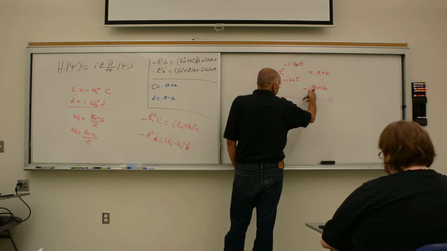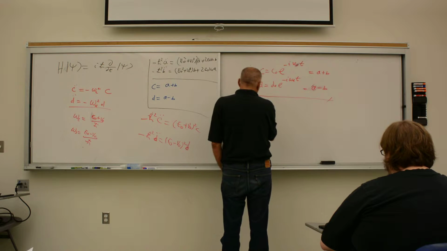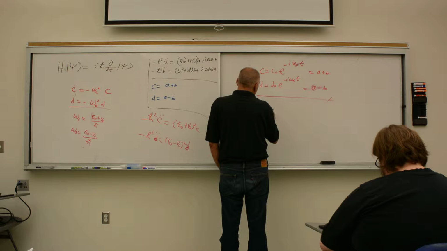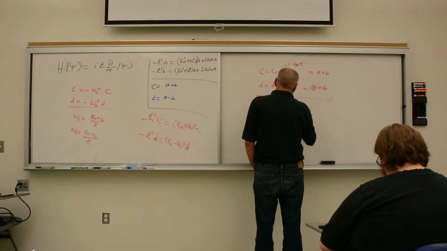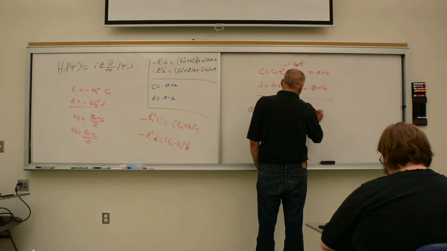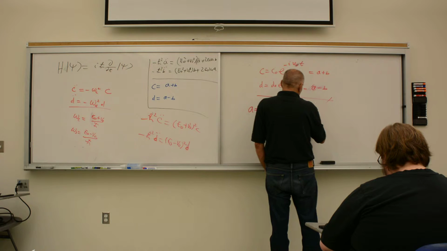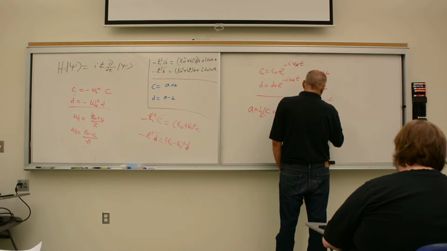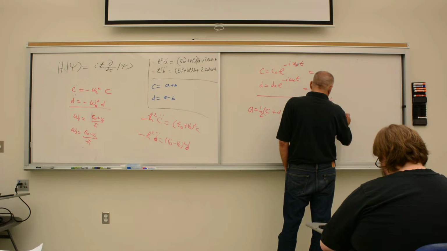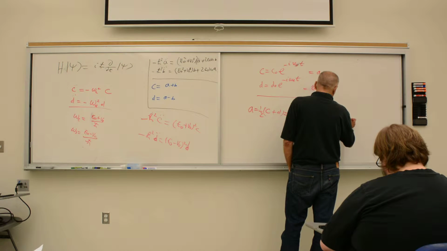Add these two, that kills B, so I get that A is 1/2 (C plus D), or it's actually C0 over 2 e to the minus i omega_C t plus D0 over 2 e to the minus i omega_D t.